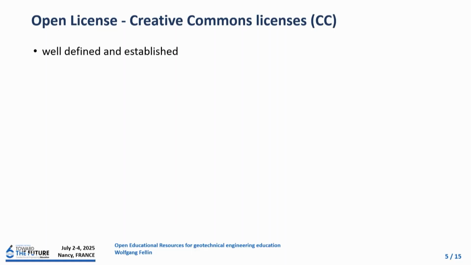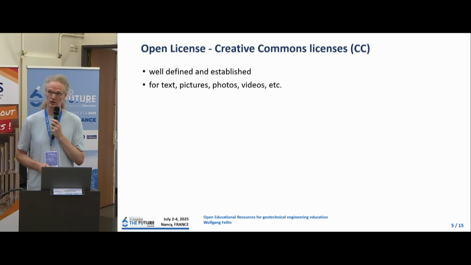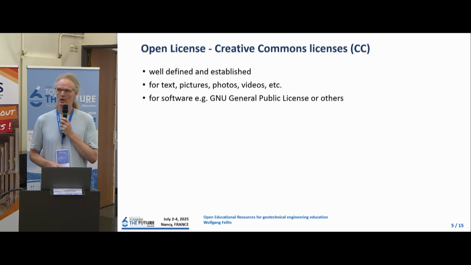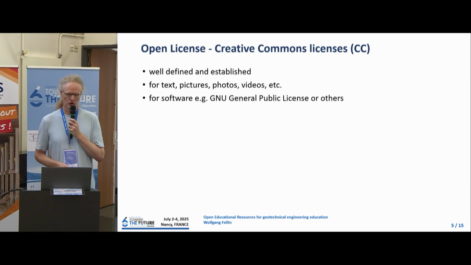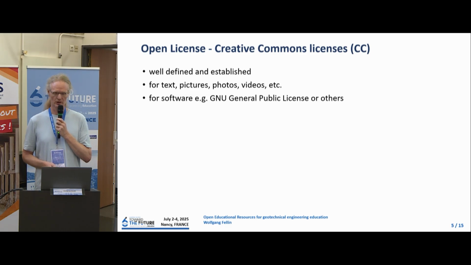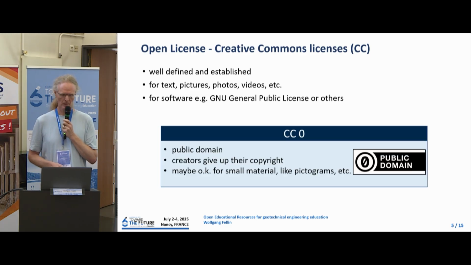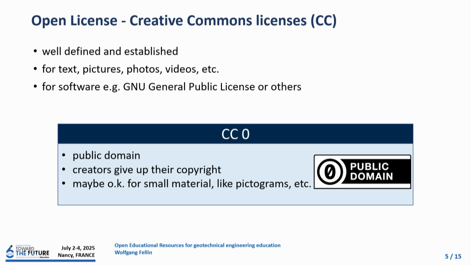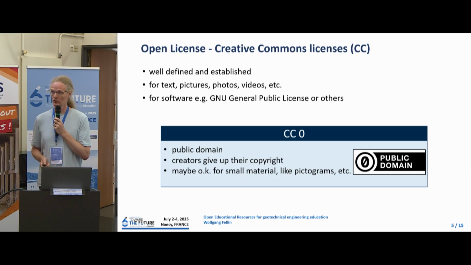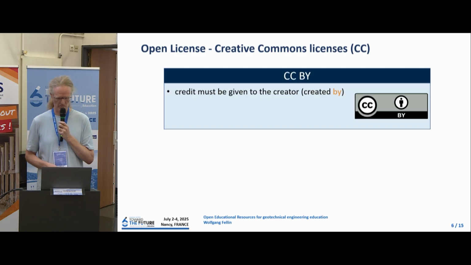So what is an open license? One version is the Creative Commons licenses. They are well defined and established. They are perfectly suited for text, pictures, photos, videos, and similar material. However, if you want to publish software, you should use other licenses like the GNU General Public License. You can use CC0, which is called public domain. There you give up any right as a creator. I only recommend this for small materials like pictograms or small drawings.